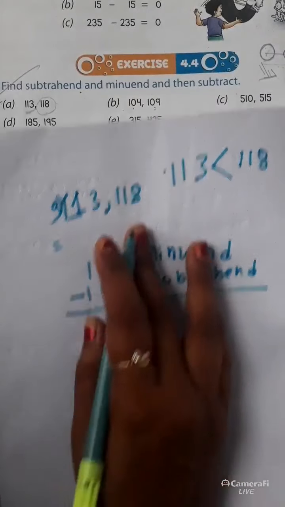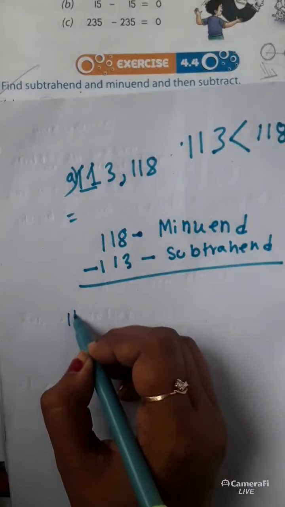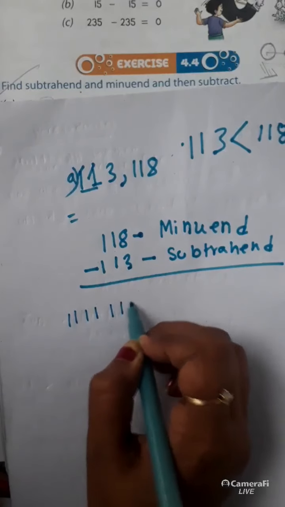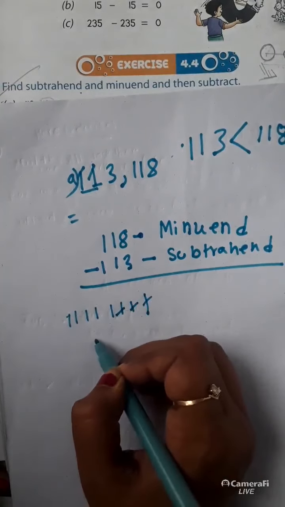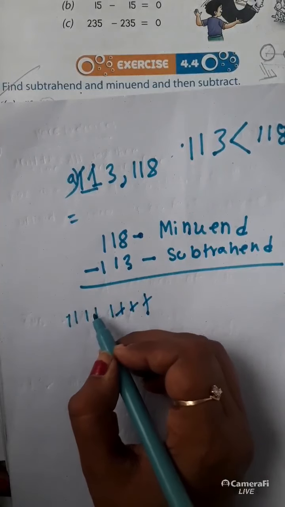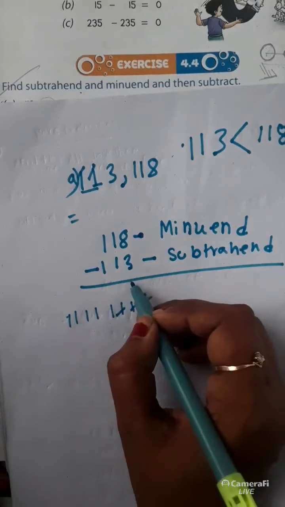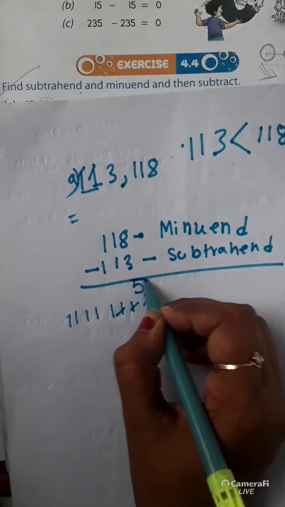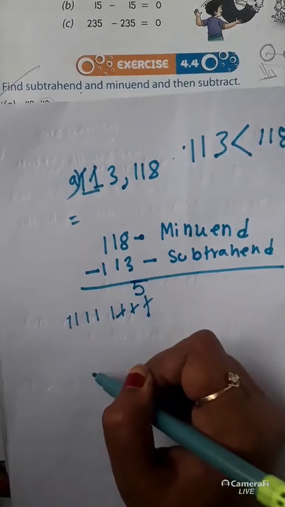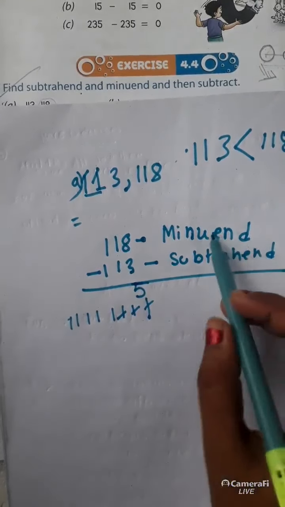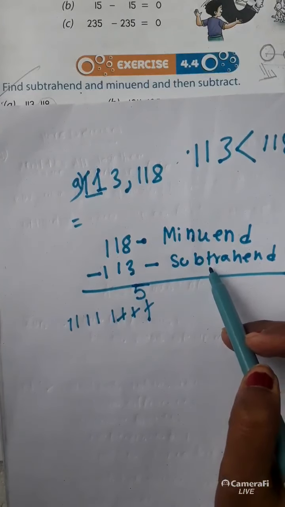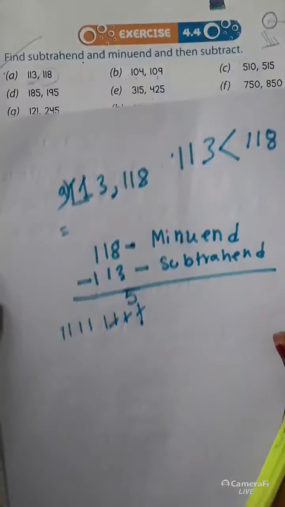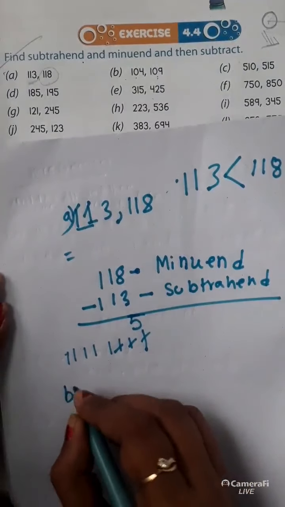So now let us do it. 8 minus 3. 8 minus 3: 1, 2, 3, 4, 5, 6, 7 and 8. Minus 3: 1, 2, 3. How many standing lines are left? 1, 2, 3, 4, 5. So this is the difference, 5. So which one is minuend? The bigger valued number will be minuend and the lesser value number will be subtrahend.